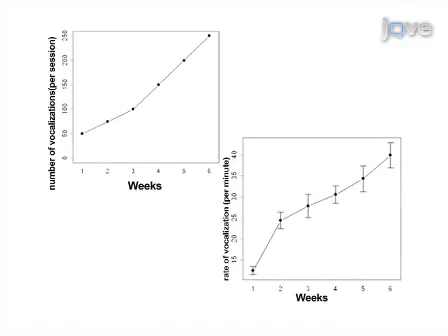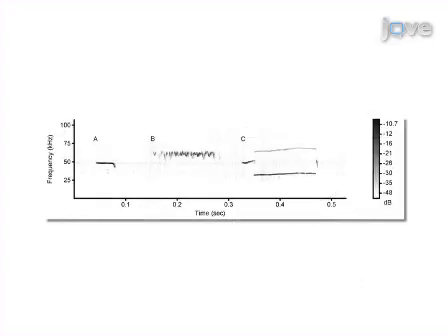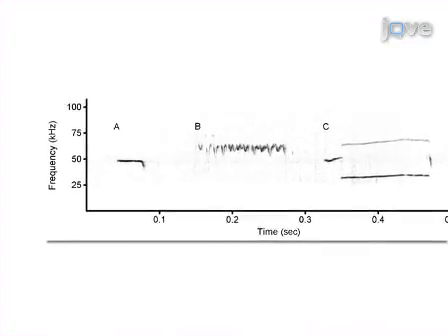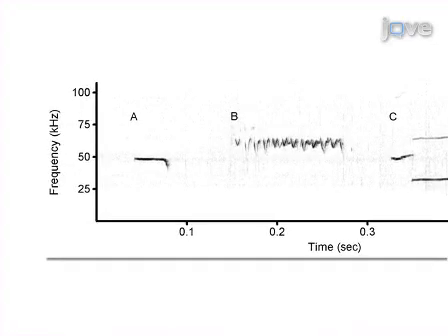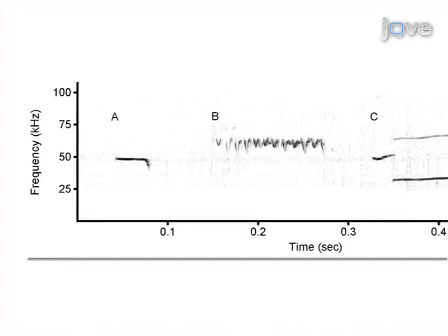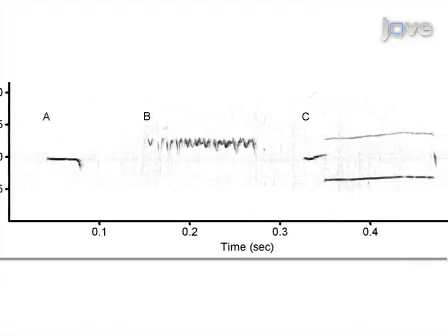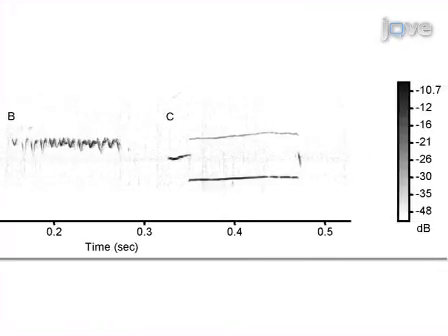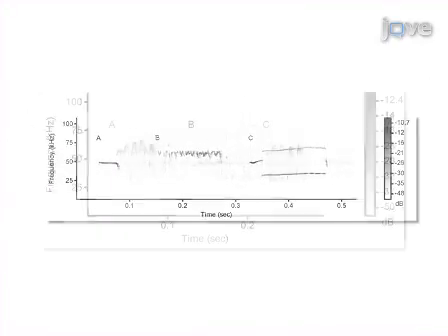These graphs demonstrate that the number of vocalizations per session and the vocalization rate per minute both increase over a 6-week training period. Representative vocalizations of each of the 3 categories of 50 kHz vocalizations that we use are seen here. From left to right, they are simple, frequency modulated, and harmonic.